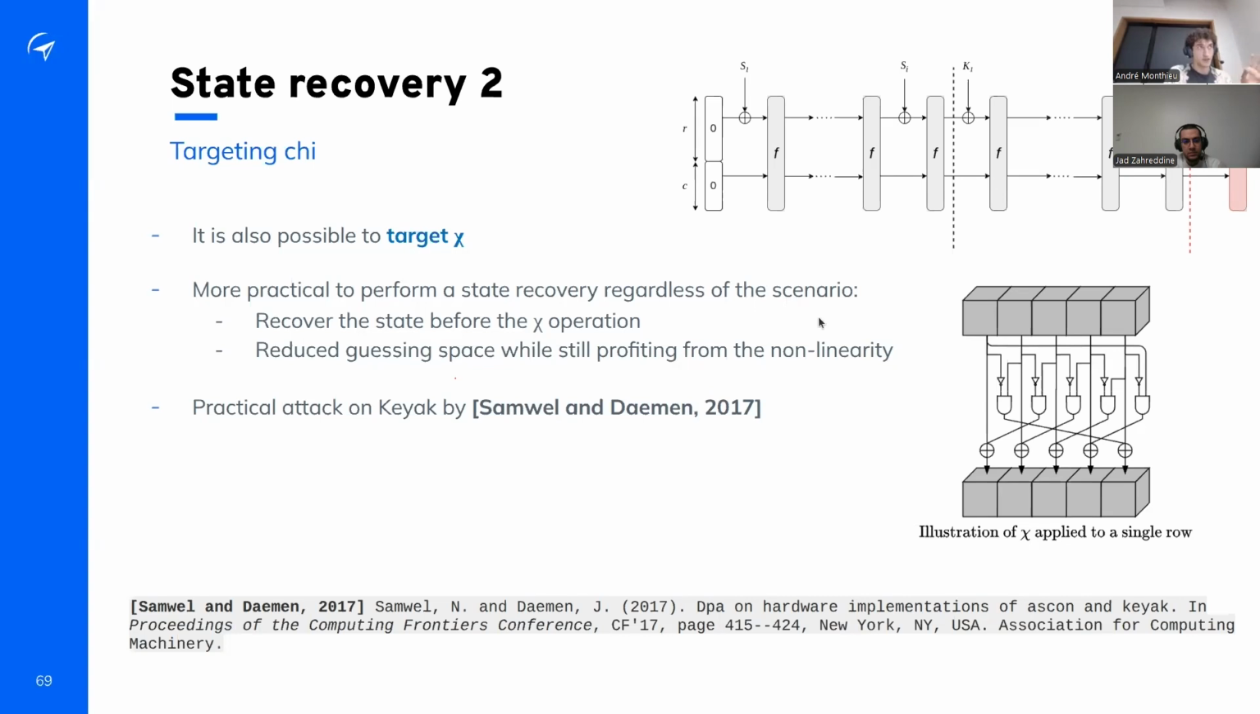And it is possible. In fact, when targeting chi, it is mostly practical to perform a state recovery regardless of the scenario, because in that way, we don't have to deal with a big guessing space, as chi comes after diffusion, which is done by theta. And this has been done in practice by Samuel and Damon in 2017. So this is also a possible attack.